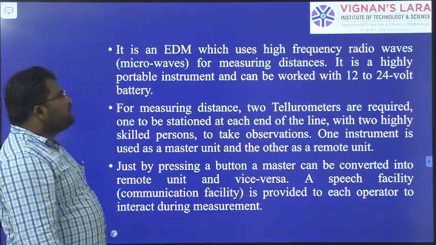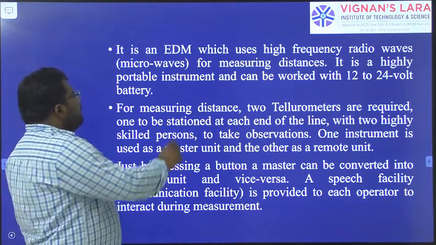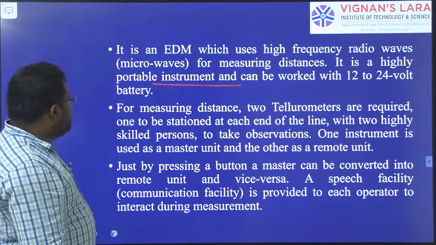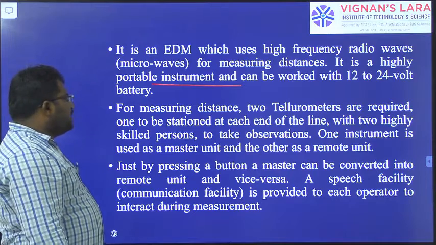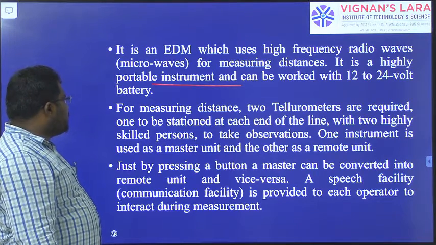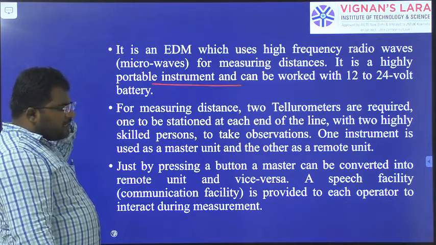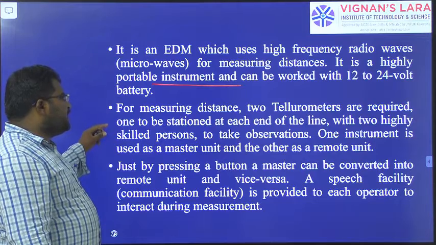It is an EDM which uses high frequency radio waves. It is a highly portable instrument and can work 12 to 24 hours on a battery. Two Tellurometers are required, as we already discussed, so a prism is not required. Two instruments are required, and one should be stationed at each end of the line.